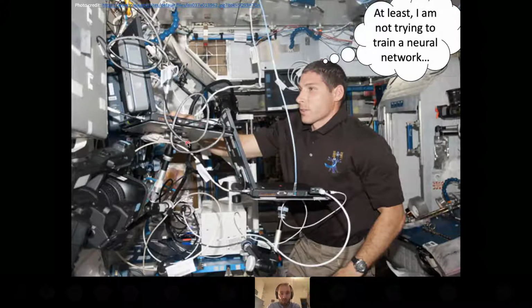And I like to show this because this is Michael Hopkins, an astronaut who was on the International Space Station performing some maintenance on the ISS, and from a bioscience point of view, training and setting up the hardware and software architecture necessary for training a neural network might feel a little bit like this at first sight.